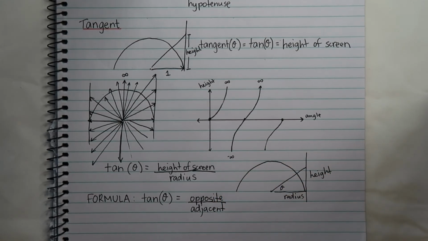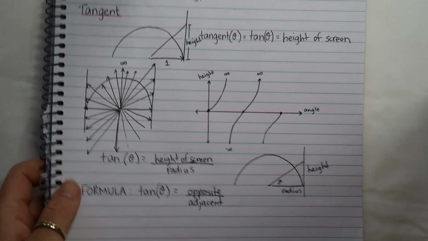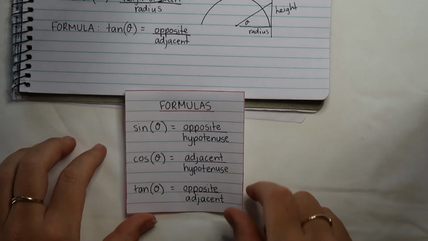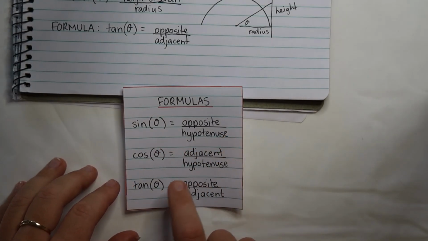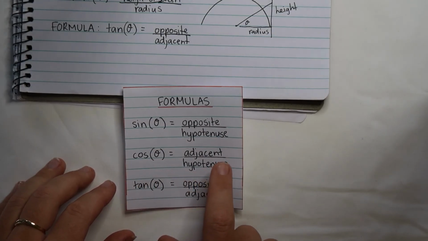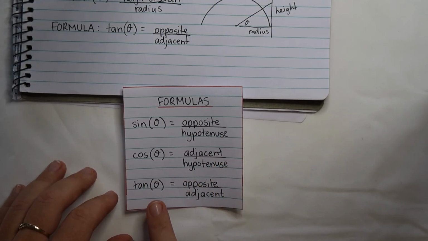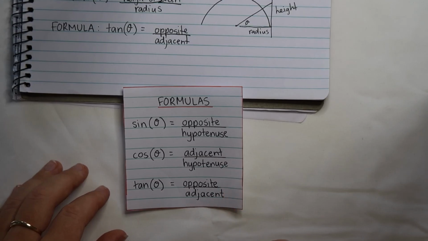So this is where our first 3 trigonometric ratios come from. And here is a summary of our formulas. So we have sine theta equals opposite over hypotenuse, cosine theta is equal to adjacent over hypotenuse, and the tangent of theta is equal to opposite over adjacent.